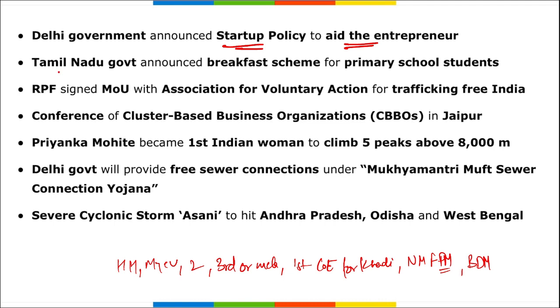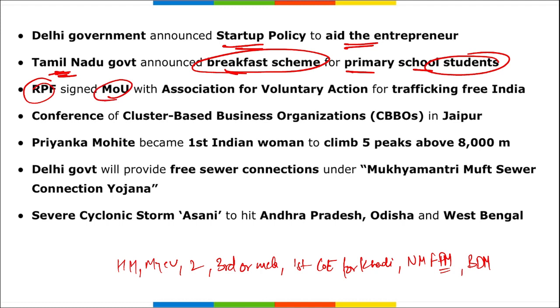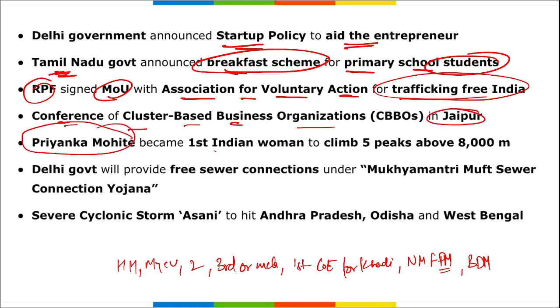Moving on, the Tamil Nadu government announced a breakfast scheme for primary school students. Who is the Chief Minister of Tamil Nadu? M.K. Stalin. The Railway Protection Force signed a memorandum of understanding with the Association for Voluntary Exchange for Trafficking Free India. Trafficking free means children are not sold from one location to another, or not just children, even people. Then a conference of cluster based business organizations was held in Jaipur. Priyanka Mohite became the first Indian woman to climb 5 peaks above 8,000 meters.